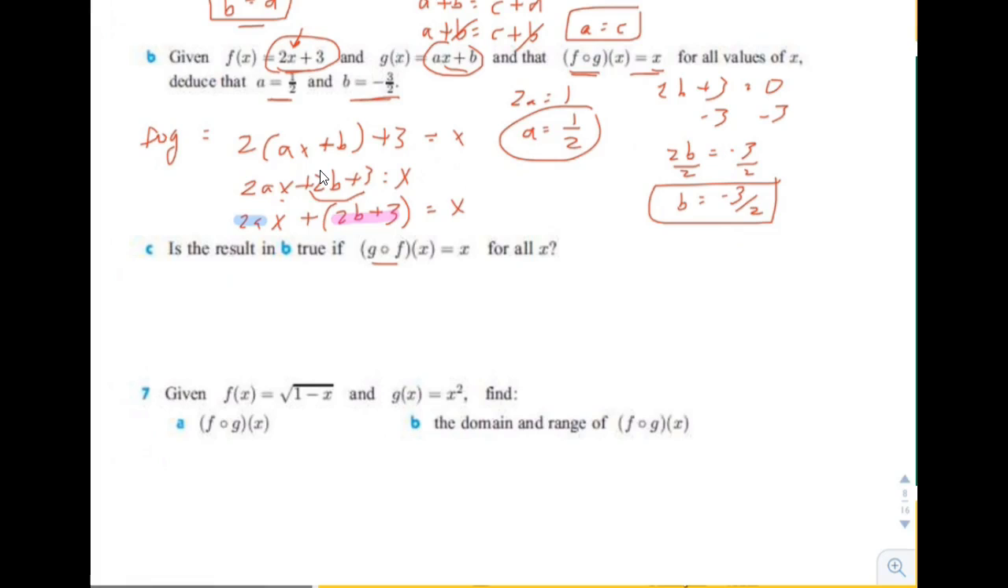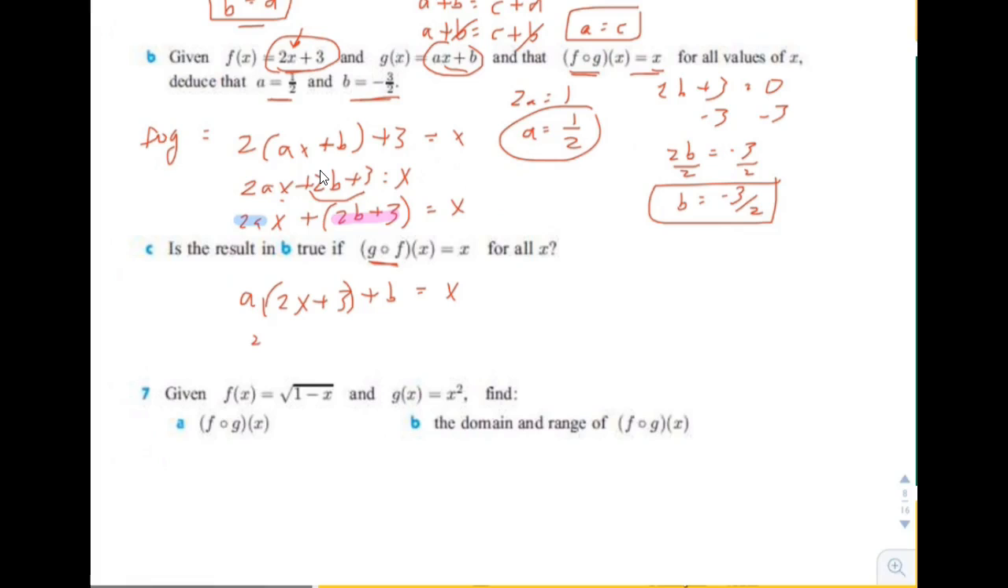Well, let's try that out. Okay, so let's do g follows f. So first we do f, which is 2x plus 3. And then we put that into the input of g, which is ax plus b. And we set that equal to x.